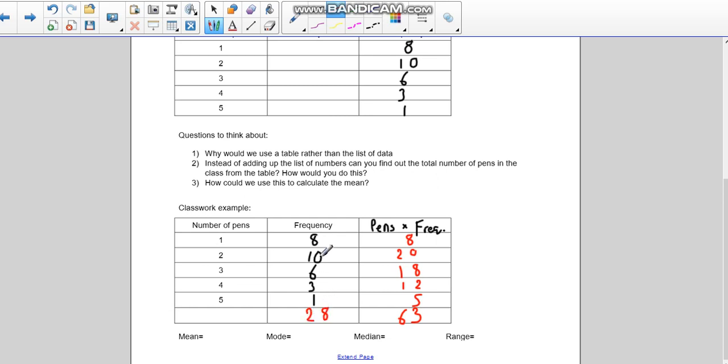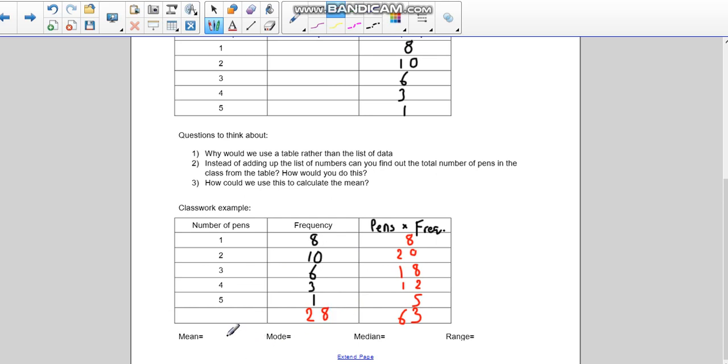Okay, so we've got 18, 24, 27, 28. Okay, so now I've got everything filled in the data, in the table. So we're going to work out the mean, the mode, the median and the range from this table.